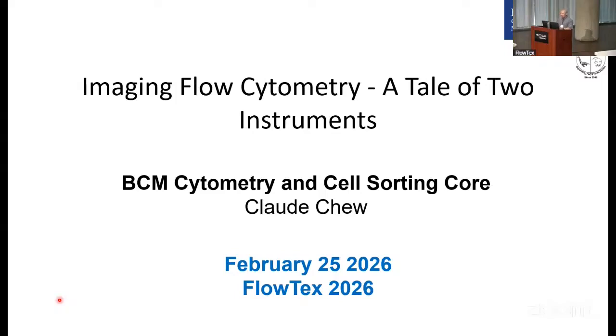And hopefully, with this talk, I will have piqued your interest about the possibilities of incorporating imaging flow cytometry in your research, whether you're in a core facility, which I am, or if you're in a research lab, for your projects.